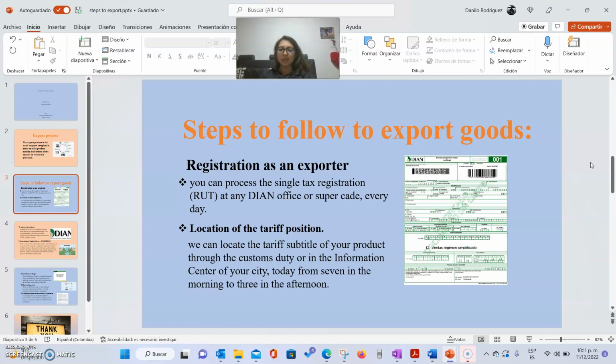Registration as an exporter. You can process the single tax registration route at any DIAN office or supercade every day.